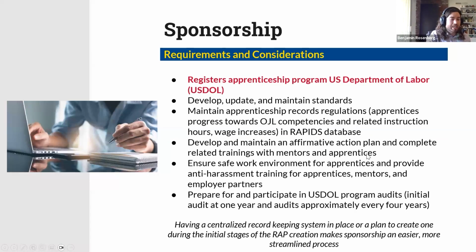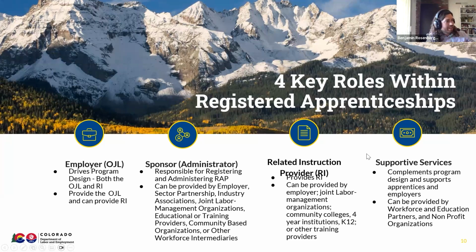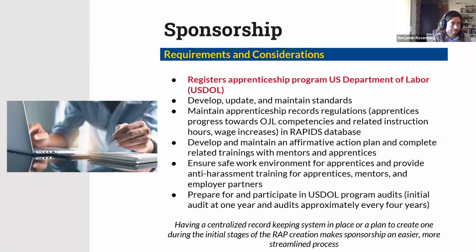So let's start breaking some of this down, because these are a lot of terms: employer, sponsor, related instruction provider. Let's really start breaking these down and exactly who does what and how they fit into the four key roles of a registered apprenticeship program. So first, the sponsor. The sponsor has an absolutely critical role to all things related to apprenticeships.